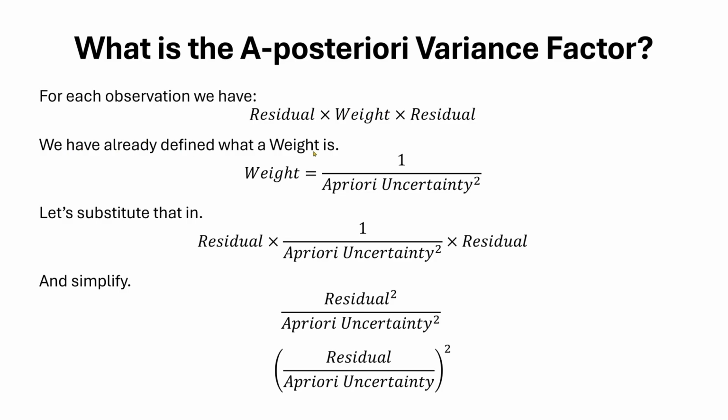We have already defined what a weight is. A weight is 1 divided by the a priori uncertainty squared. So we can substitute that into the equation: residual times 1 over a priori uncertainty squared times residual. And then we can simplify this. That equals residual squared divided by a priori uncertainty squared. And then we can actually make that residual divided by a priori uncertainty, in brackets, all squared.